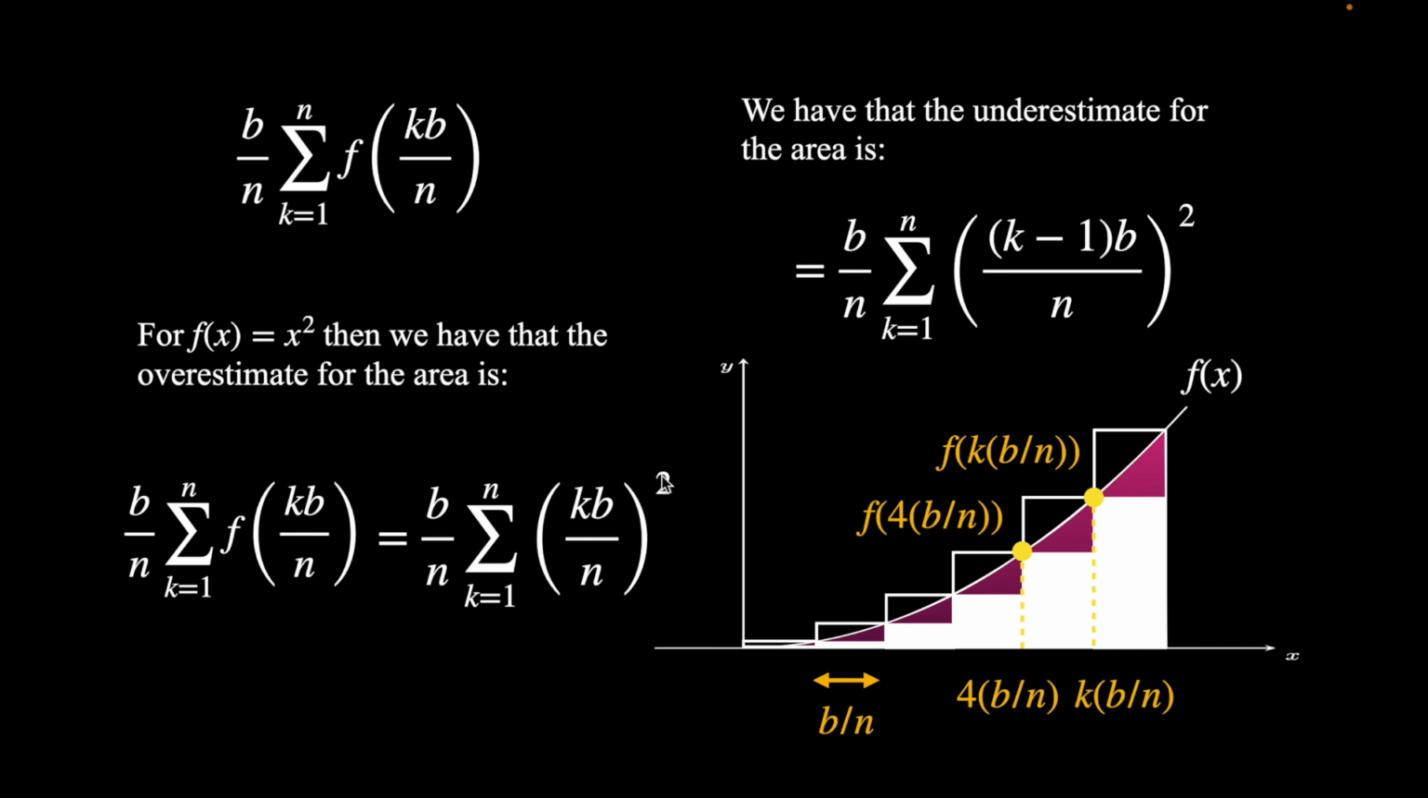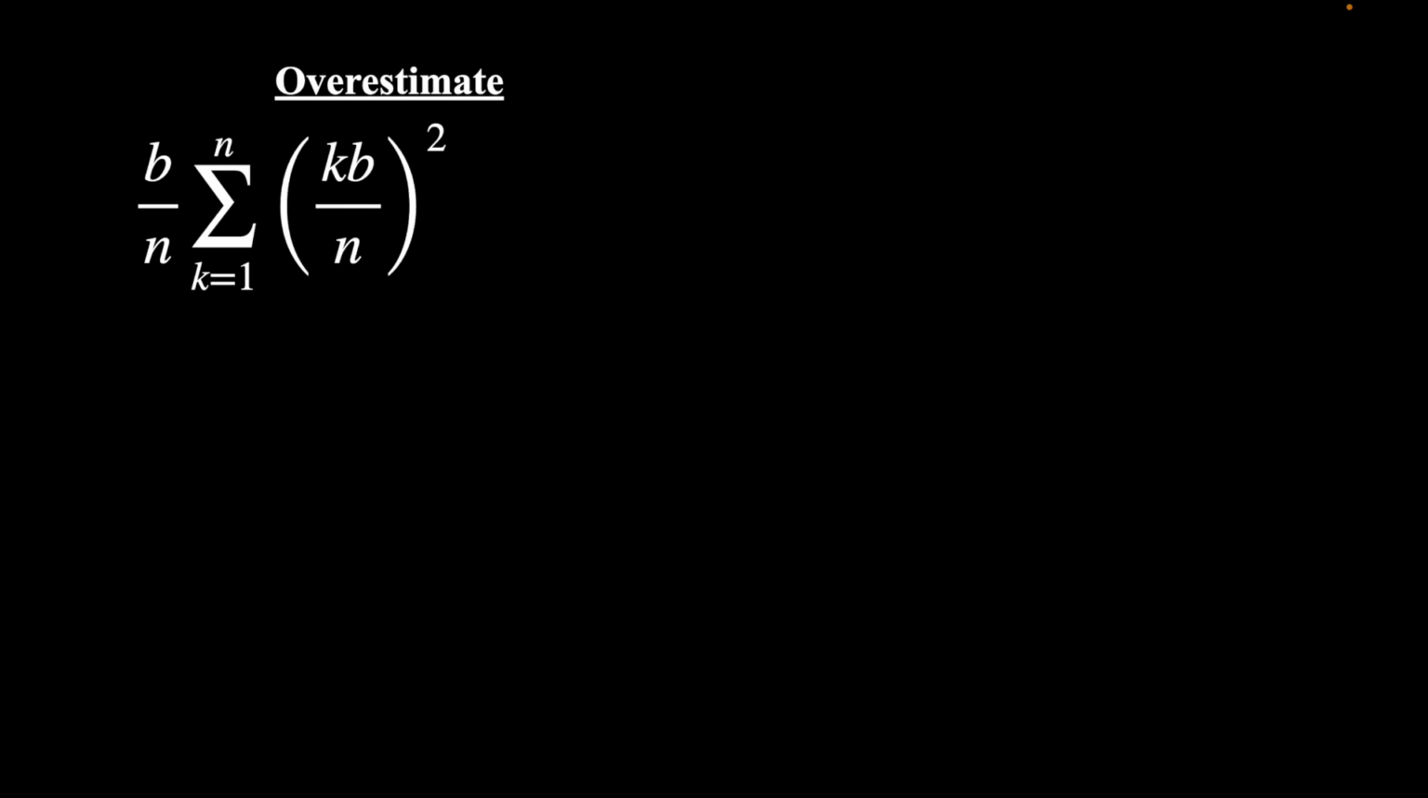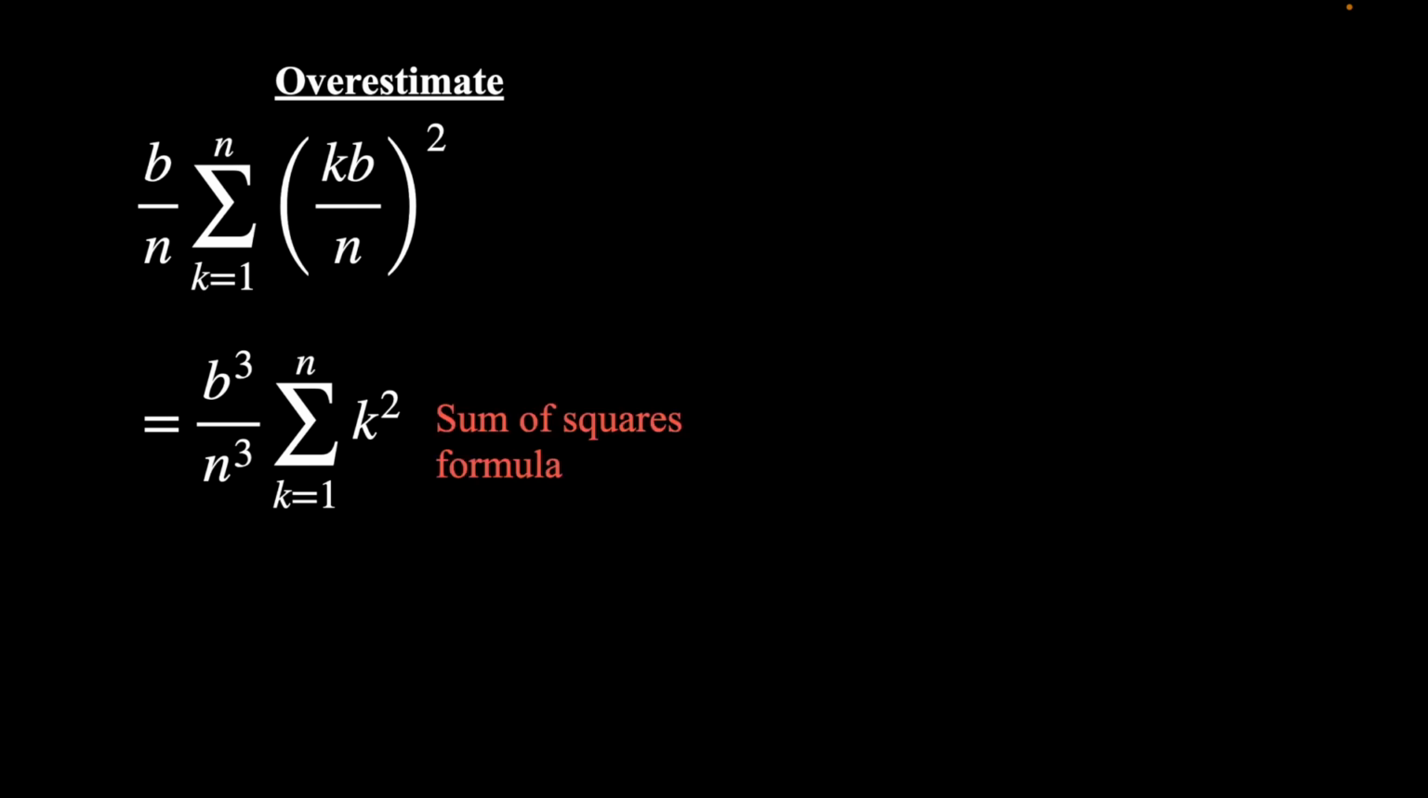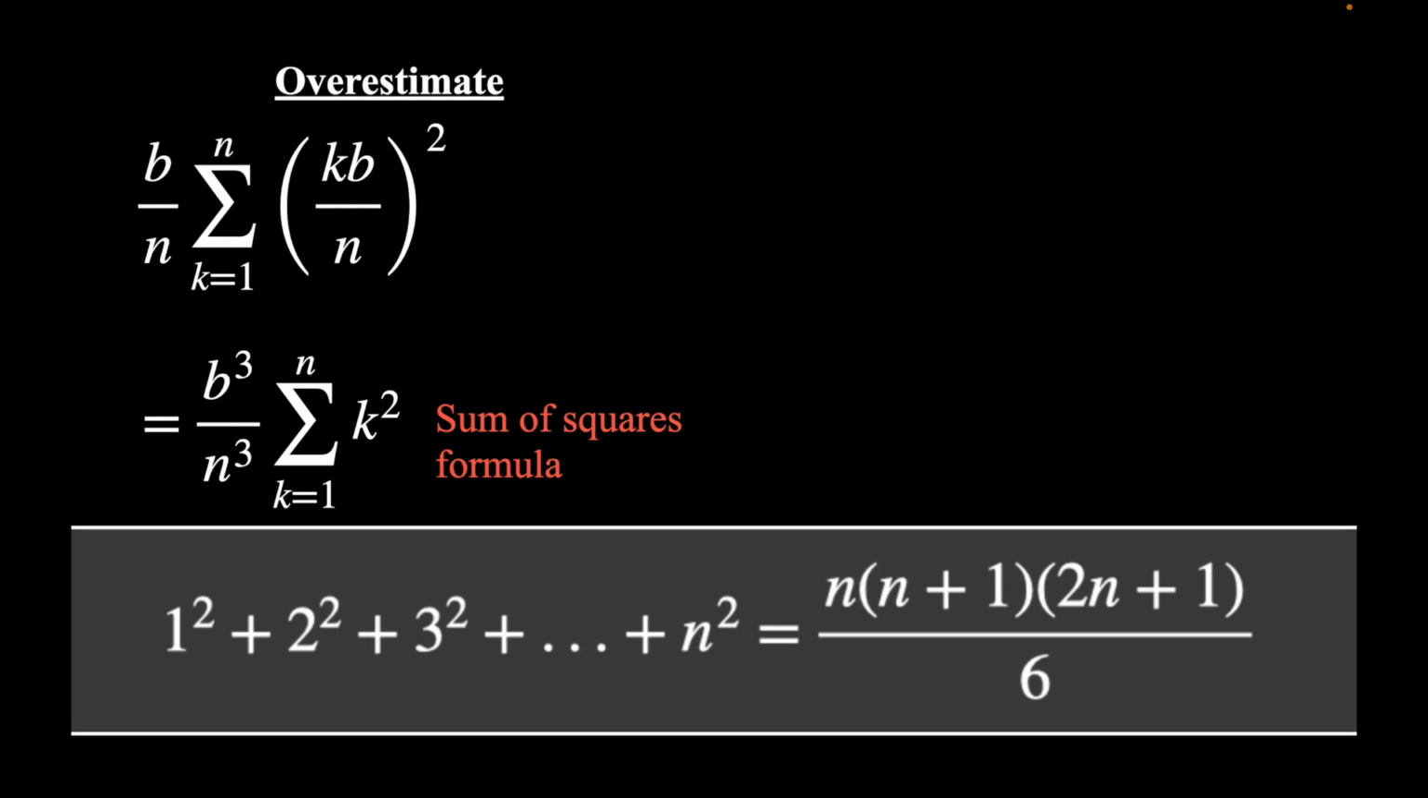Okay, so we have these two sums for the overestimate and the underestimate. What can we do with these? Well, let's have a look at them specifically. So this was the sum for the overestimate for f of x equal to x squared. We can square that term in the brackets and factor out a b squared over n squared and write it like this: b cubed over n cubed multiplied by the sum of k squared. There's actually a formula for this. If you sum all of the square numbers up to n, this is equal to n times n plus 1 times 2n plus 1 over 6. This is a well-known result of adding up the squares of the natural numbers.